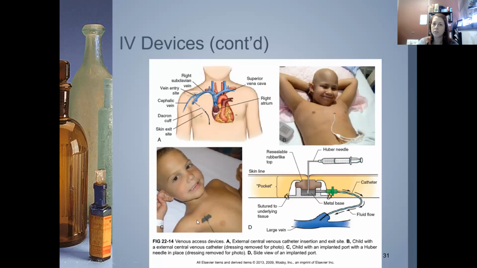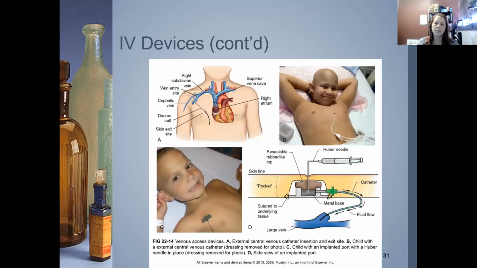You have to use special needles to access Metaports, Huber needles for that. I know you don't get experience with that in nursing school, but you'll see these once you get out of school, and you'll have to learn how to practice putting the needle in for these.